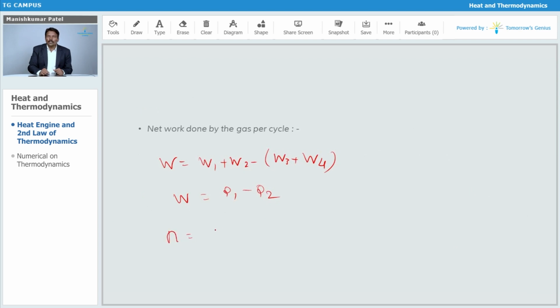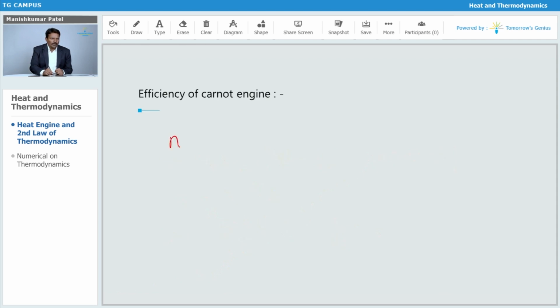The efficiency is nothing but Q1 minus Q2 upon the amount of heat which you provided, Q1. So that is 1 minus Q2 upon Q1. That is how we can write the efficiency. I just told you that the value of W2 and W4 is the same. The same work is done in both processes, so it gets cancelled, and this is what we get for the work done. Further you can simplify this.